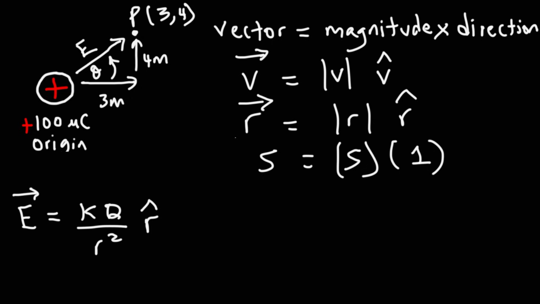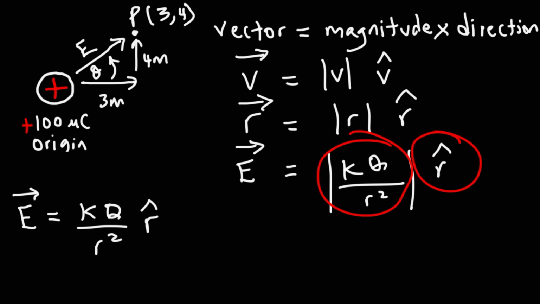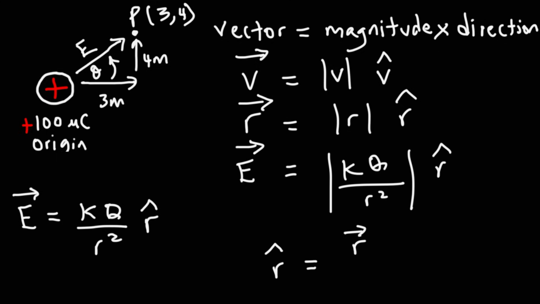So when we apply this to the electric field vector formula, we have the electric field E. This part of the equation tells us the magnitude of the electric field. And the magnitude is kq over r squared. R hat is the unit vector. It tells us the direction of the electric field. So make sure you understand the way this equation is designed. This is the magnitude of the electric field. This gives us the direction of the electric field vector. And to get r hat is the position vector divided by the magnitude of the position vector.